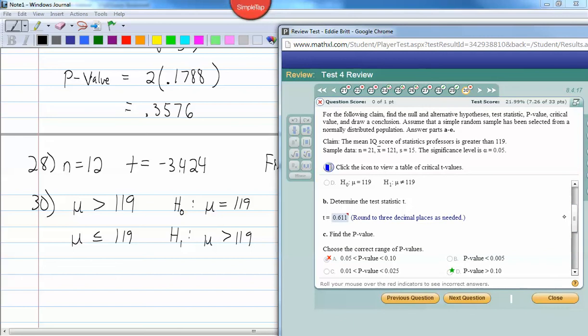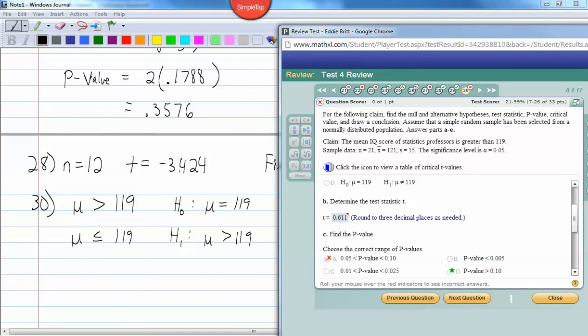Determine the test statistic. So we have the sample data up there. We are dealing with mean. So the big question is, do we know the population standard deviation? It wasn't given in the problem, so let's just assume that we don't know it. So why does that make a difference? Well, if the population standard deviation is unknown, that means it's the t-distribution.